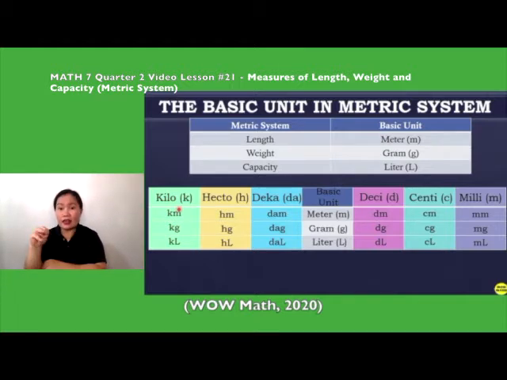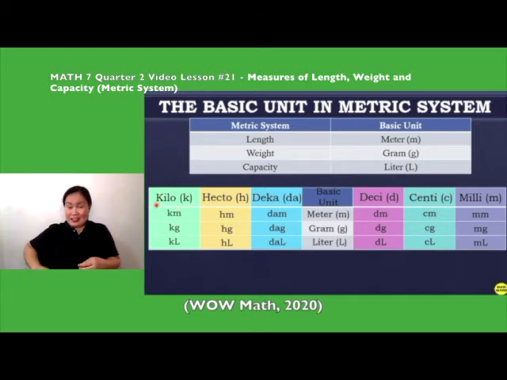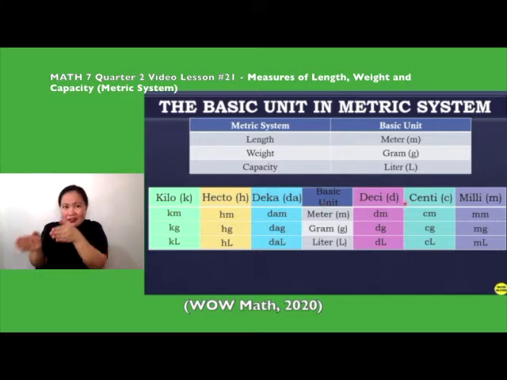yung, ano tawag nito, King Henry died by drinking chocolate milk. So, King Henry died by drinking chocolate milk. So, ibig sabihin, K is for kilo, hecto, deca, the basic unit, deci, centi, milli.